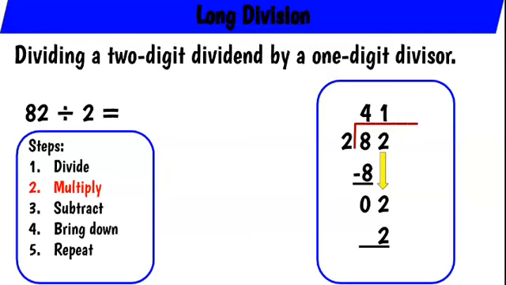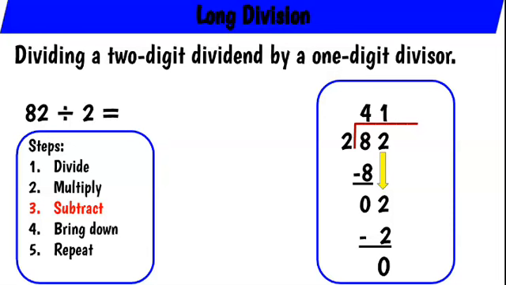So we've multiplied. What's our next step? Our next step would be to subtract that 2 we got when we multiplied 1 by 2. So when we subtract 2 from 2, we got 0. Now, do we have any other number to bring down? No. So our problem ends here.